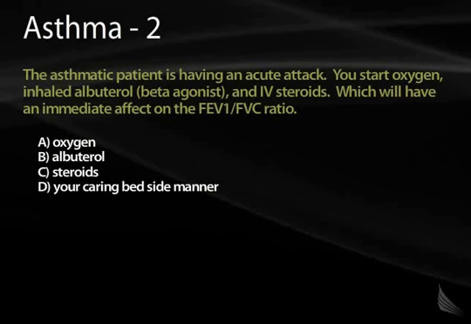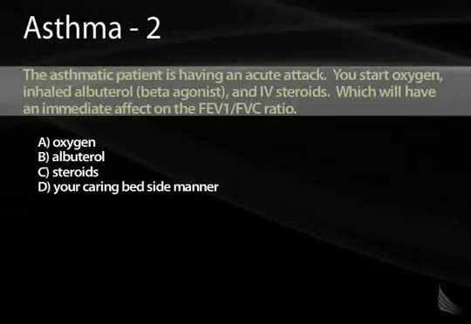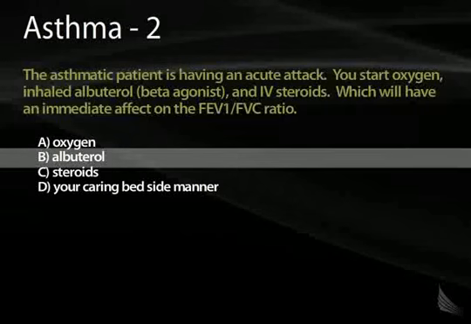Let's take an example where an asthmatic patient was having an attack. You give them oxygen, inhaled albuterol, remember it's a beta agonist, and IV steroids. Which of those treatments will have an immediate effect on the FEV1 to FVC ratio? The only one that will act immediately to improve the FEV1 to FVC ratio is the albuterol. Answer B. Your caring bedside manner won't hurt either.